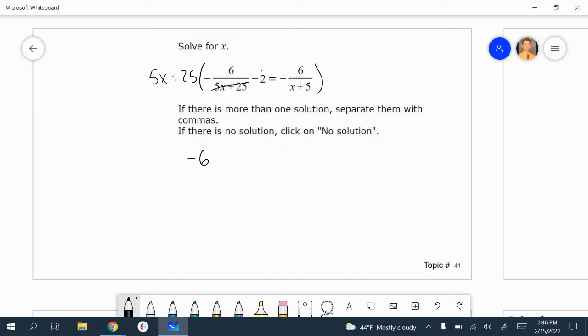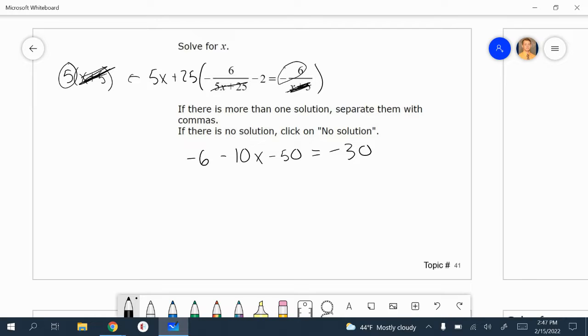And then I'm going to multiply this negative 2 times that. So I'm just going to go ahead and distribute that right away. So it'll be negative 10x minus 50 equals, and then I know there's an x plus 5 in there somewhere. Where would that x plus 5 come from? I'll show you over here on the side. 5x plus 25 is the same thing as 5 times x plus 5. If I pulled out a 5, this x plus 5 is canceling with this x plus 5, leaving us with just a 5 and technically a negative 6. So 5 times negative 6 is negative 30.